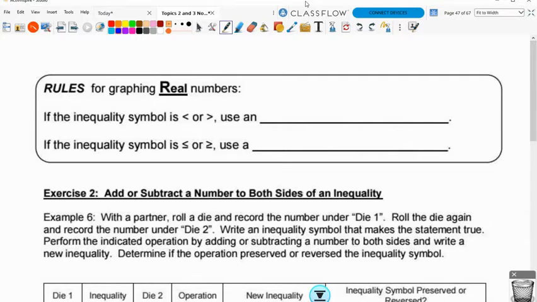Now that we've talked about graphing inequalities, let's talk about the rules for graphing our real numbers. If the inequality symbol is only less than or greater than, you are going to use an open circle, which again looks something like that. You're not going to fill the circle in because you can't be equal to the number that they're talking about. But if the inequality symbol says less than or equal to or greater than or equal to, you're going to use what is called a closed circle on your number. So you're going to have your circle, and then you're just going to bold it in, shade it in. Okay, so use an open circle if it's less than or greater than. Use a closed circle if it's less than or equal to or greater than or equal to.